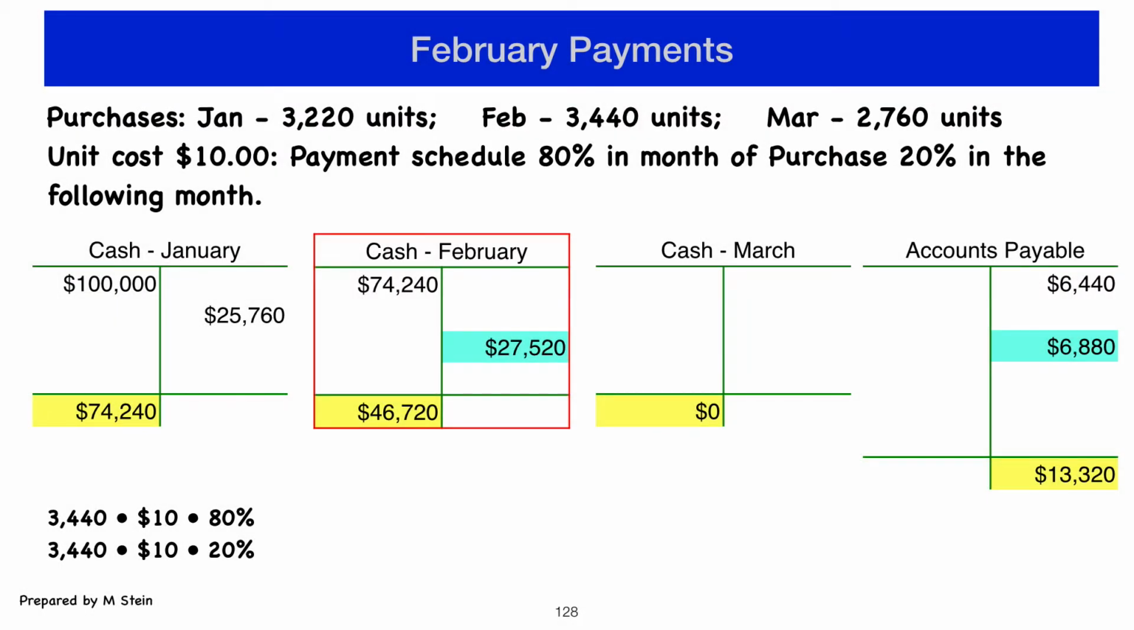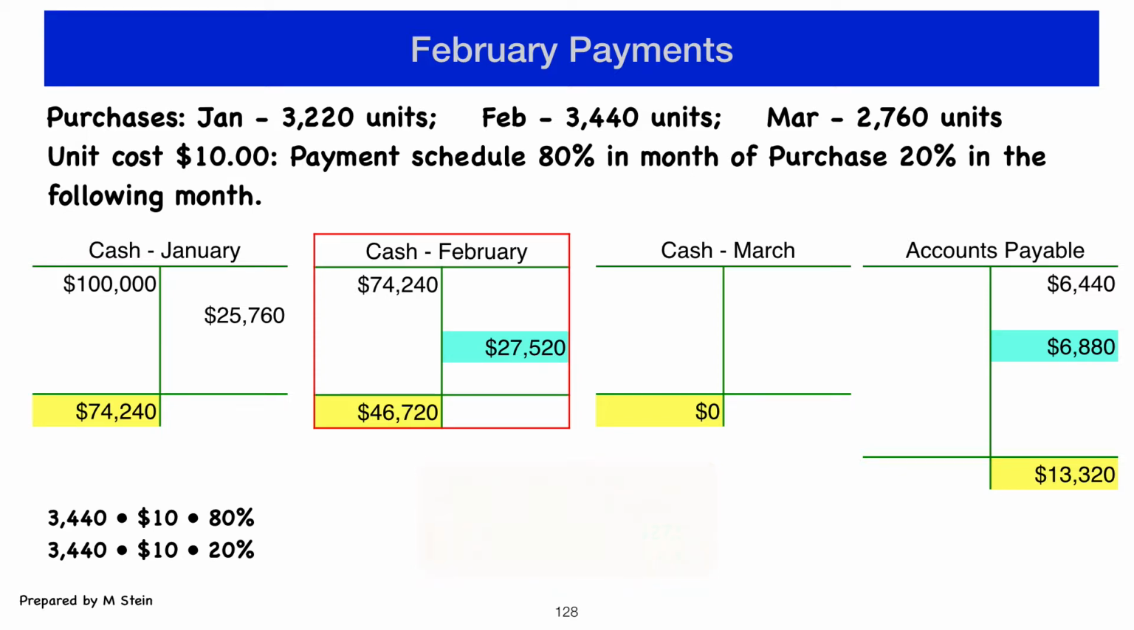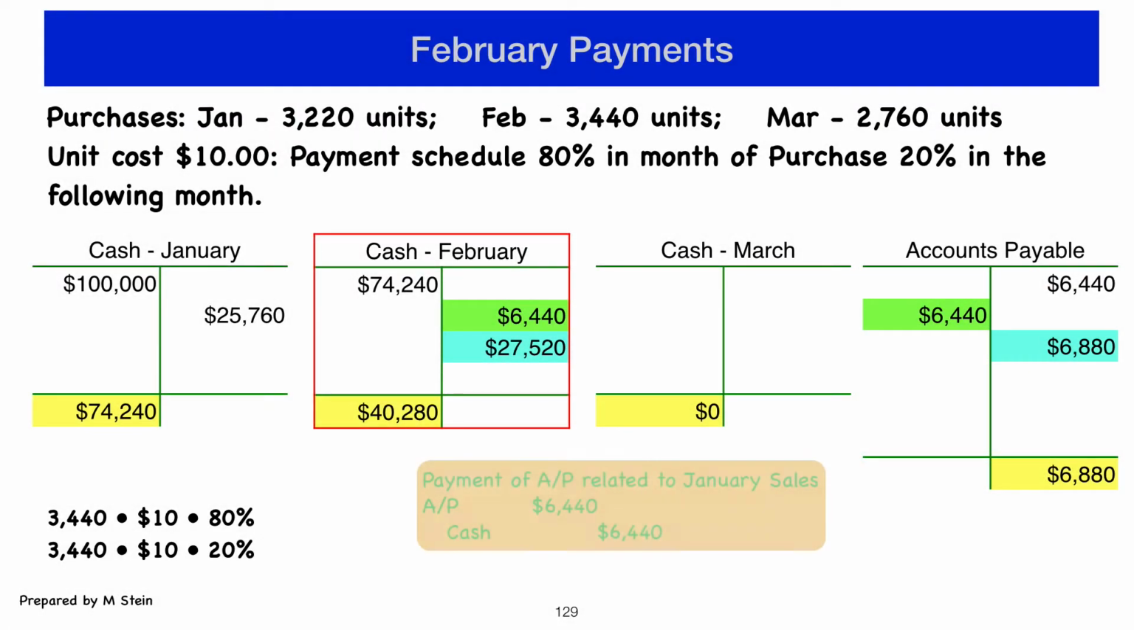To calculate cash for February, we bring forward the balance from January, and then we account for purchases of 3,440 units. You can see the credits to cash and accounts payable. We are, however, not quite done with February. We have to remember that 20% of January's purchases were on account, so those have to be paid in February. You can see the debit to accounts payable and the credit to cash.